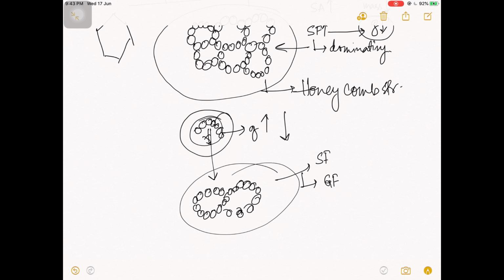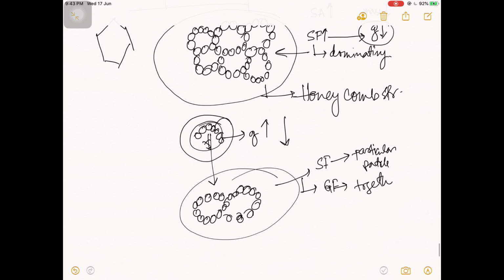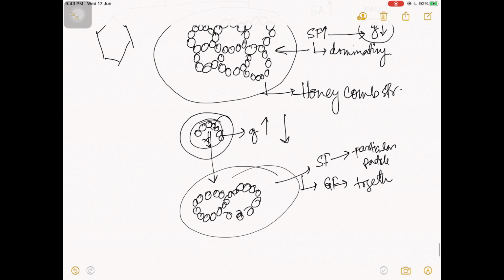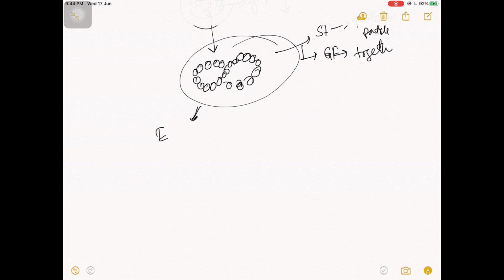because here surface force is acting as well as gravitational force. Surface force acts on a particular particle, and gravitational force acts together. I hope why the name is honeycomb and how it is generated is clear. Now we see an example.